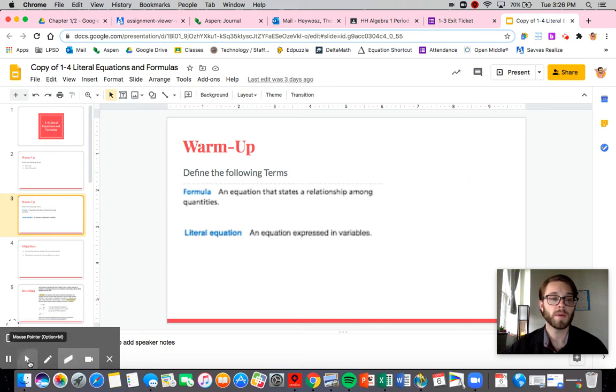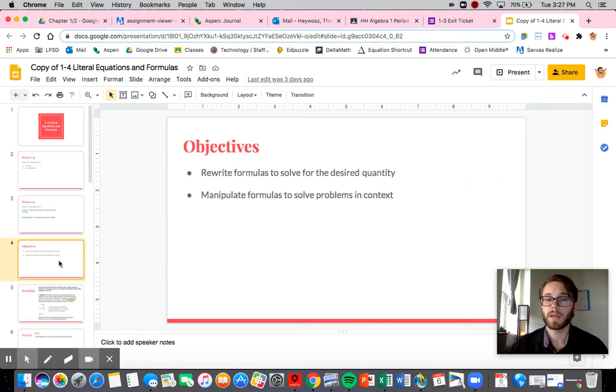Okay, so now that we're aware of what they are, let's talk about what we're going to do with them. So ultimately, we're going to be focusing on formulas, and we are going to be rewriting those formulas for a desired quantity. And then we're also going to make sure that we can manipulate formulas to solve various problems in context. We want to manipulate the formula so that it becomes easier to work with, easier to solve the problems, and a little bit more clear.